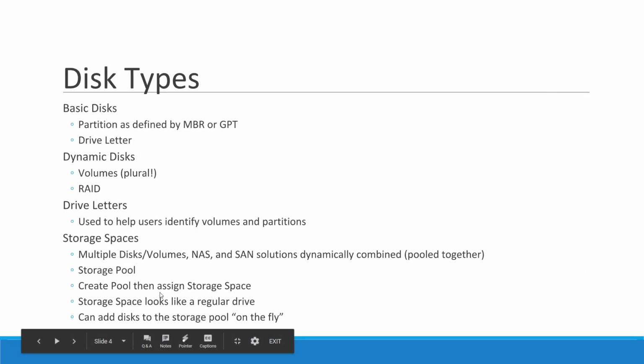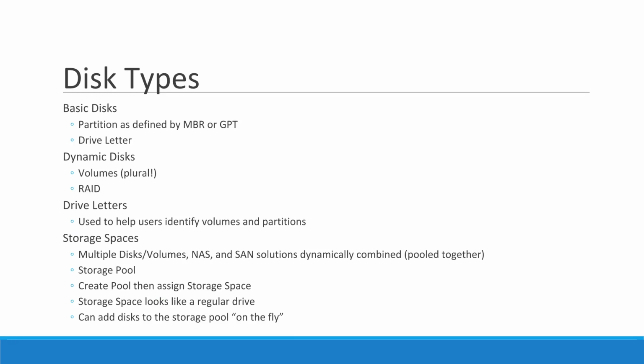So let's talk about basic disks. A basic disk is partitioned, and it's by either MBR or GPT. It has a drive letter assigned to it, and essentially it's one disk per volume, right? That's just a nice basic.